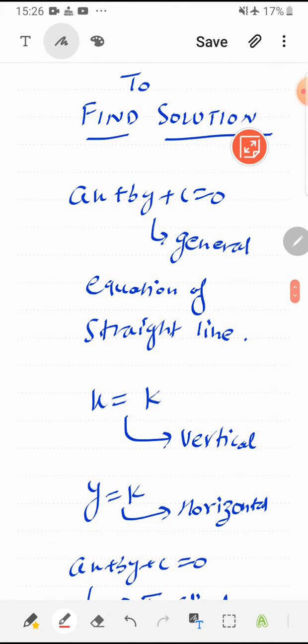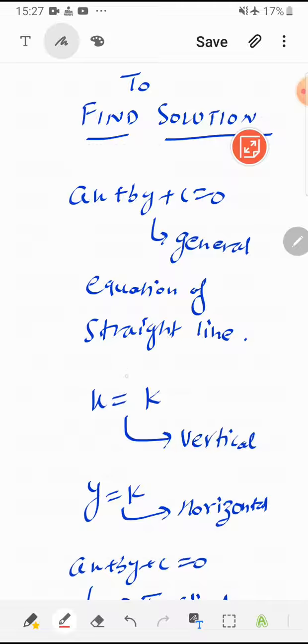Now let us discuss this graphical method as a method to find the solution of single linear inequalities. Later on we will discuss systems of inequalities, but right now single linear inequalities. So ax plus by plus c is equal to 0. This is a linear equation in two variables, and this represents a straight line on a graph.